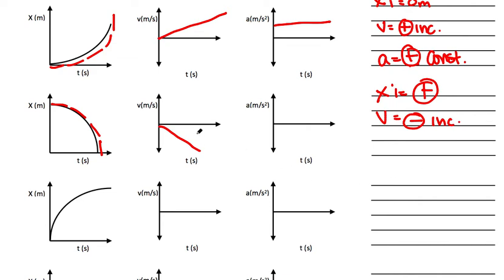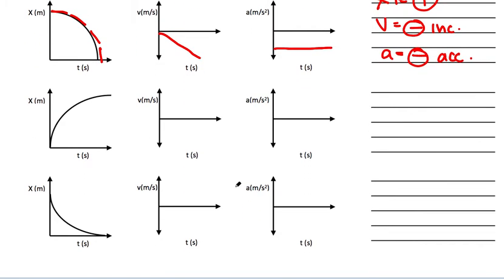So what does the slope of our line tell us? Well, this is a negative slope, and it is a constant slope. So we have a negative constant acceleration. Same, speeding up. All right? Our object is speeding up in the negative direction.